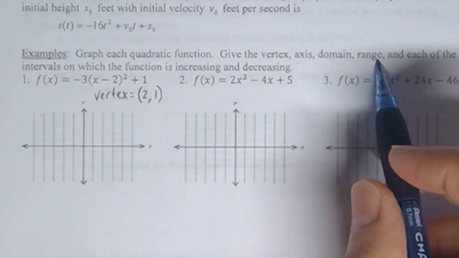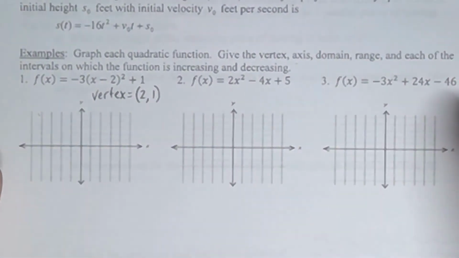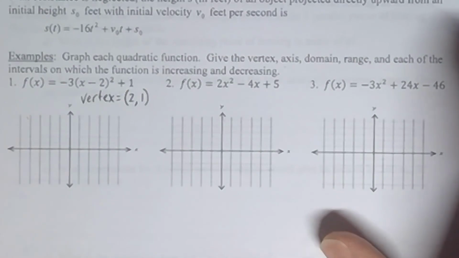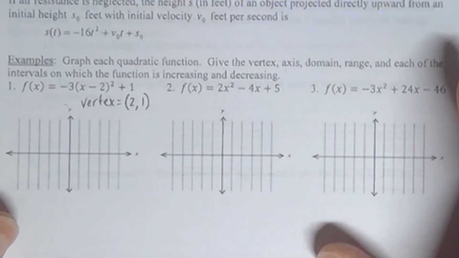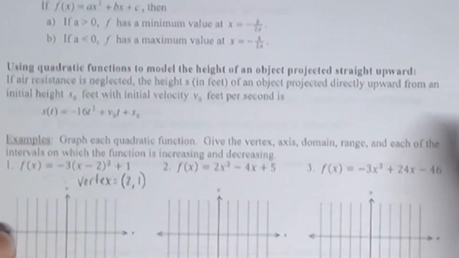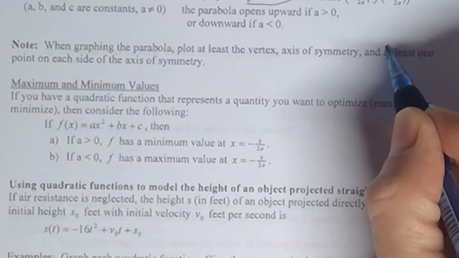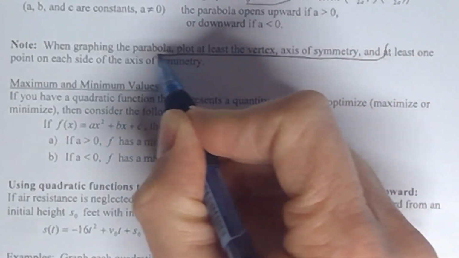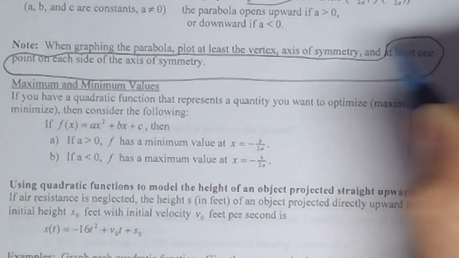It also mentions domain, range, and the intervals on which the function is increasing or decreasing. Don't worry about that yet, okay? We'll get to that in just a few minutes. The main thing, though, I want you to also know is that we also need to include at least 1 point on each side of the axis of symmetry.